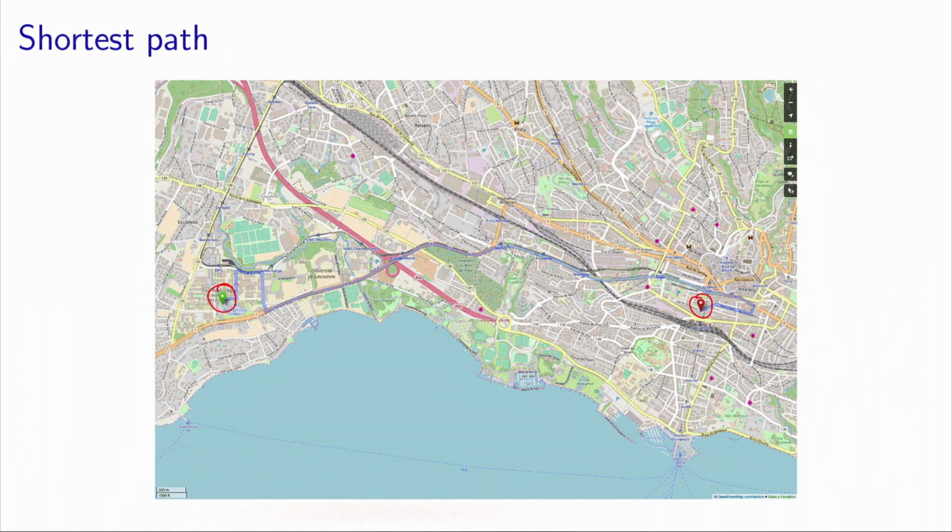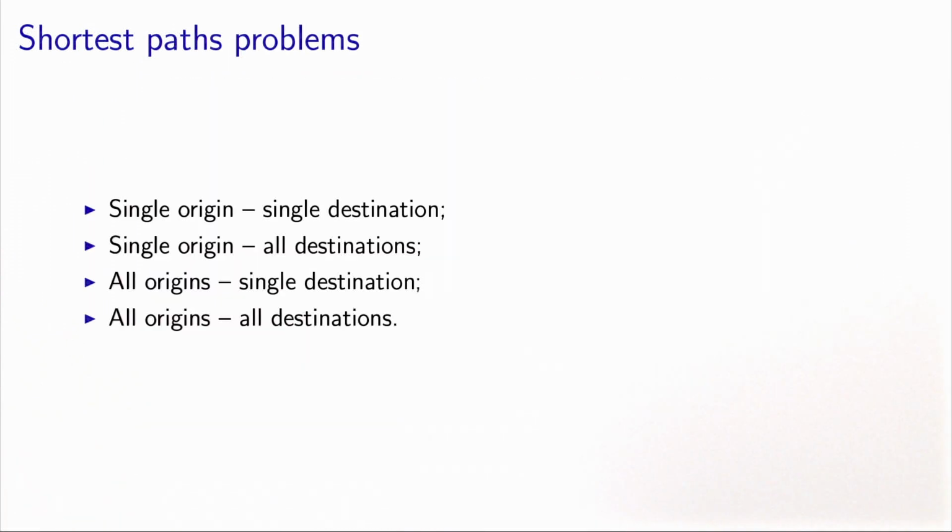The problem consists in finding a simple forward path from the origin to the destination with the smallest possible cost. The path must be simple so that we don't use the same nodes twice, and must be forward, meaning that we cannot go against the direction of the arc. There are various versions of this problem. The one that I've just described is called the single origin, single destination problem.